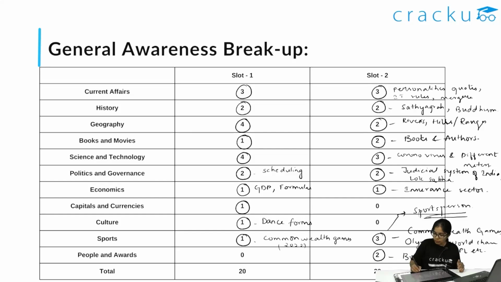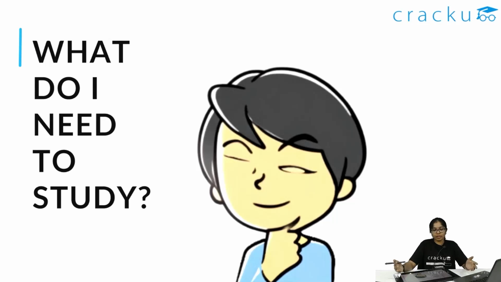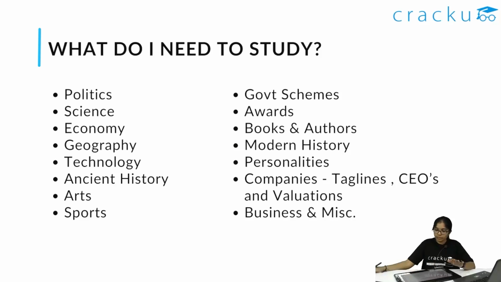So in total we got 20 questions in slot 1 and 20 questions in slot 2, as we discussed earlier. Now let's see what I need to study to get a good score in CMAT GK. Firstly, try to cover these particular topics. I have segregated all the topics you need to focus on for CMAT GK. I have listed out everything here, so that if you revise these topics, at max I think you can score at least 12 and above in your CMAT GK.